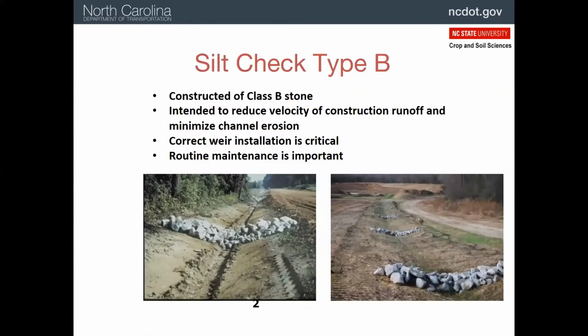All right, so the Type B also uses the Class B stone, but we don't have the 57 stone. And these are usually used in very low flow, low slope types of ditches where we don't expect to see a lot of erosion anyway. So they will slow the flow a little bit, but not a lot. Routine maintenance. So we've talked about before, anytime even these things fill up halfway with sediment, which they will, then you need to dig that sediment out.